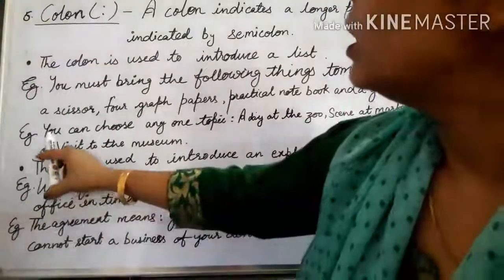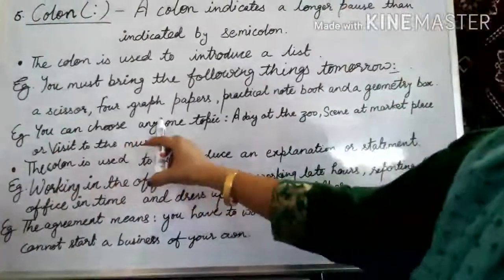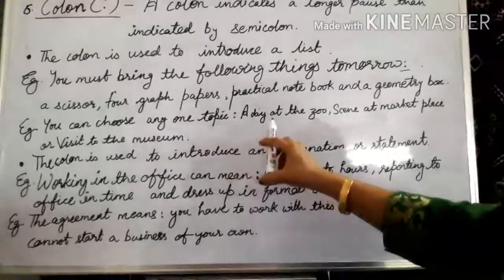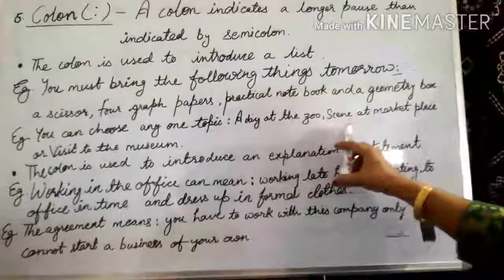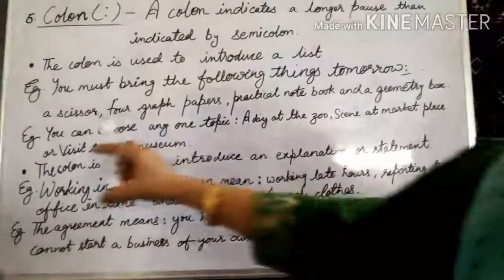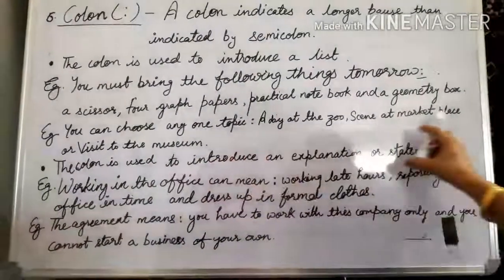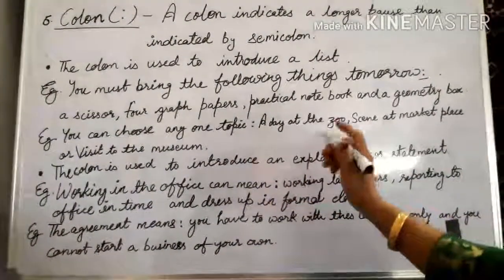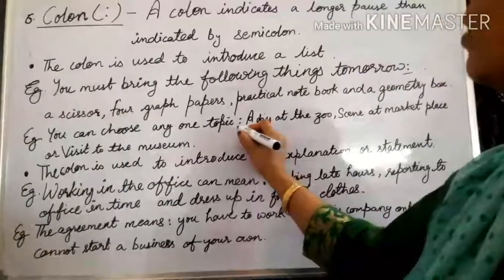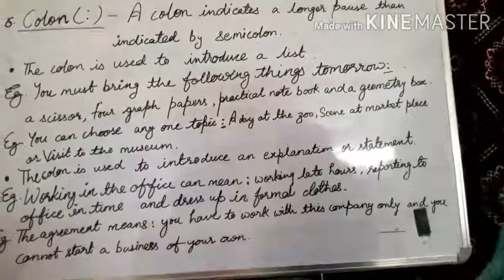Next example: you can choose any one topic: a day at the zoo, a scene at a marketplace or a visit to the museum. Again, a list of a few topics is given here. Therefore, that's why we have used a colon here.